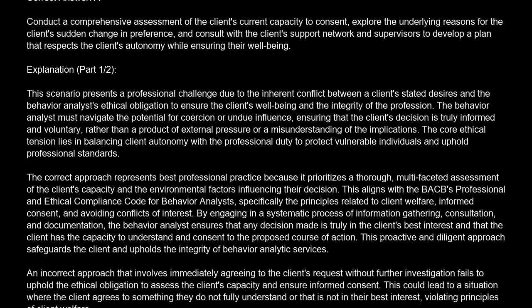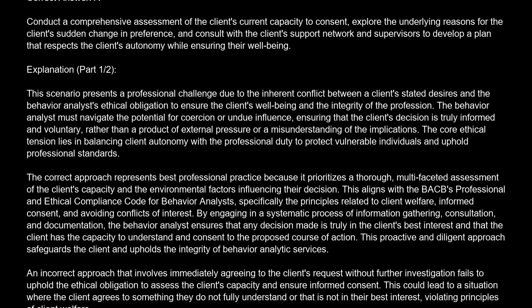The core ethical tension lies in balancing client autonomy with the professional duty to protect vulnerable individuals and uphold professional standards. The correct approach represents best professional practice because it prioritizes a thorough, multifaceted assessment of the client's capacity and the environmental factors influencing their decision. This aligns with the BAC Professional and Ethical Compliance Code for Behavior Analysts, specifically the principles related to client welfare, informed consent, and avoiding conflicts of interest.